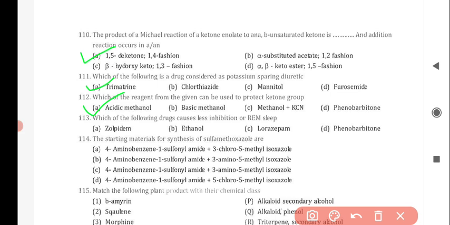Next question is, which of the following drugs causes less inhibition of REM sleep? And the correct answer is option A, that is zolpidem. Next question is, the starting materials for the synthesis of sulfamethoxazole are, and the correct answer is option B, that is 4-amino benzene-1-sulfonamide plus 3-amino-5-methyl isoxazole.